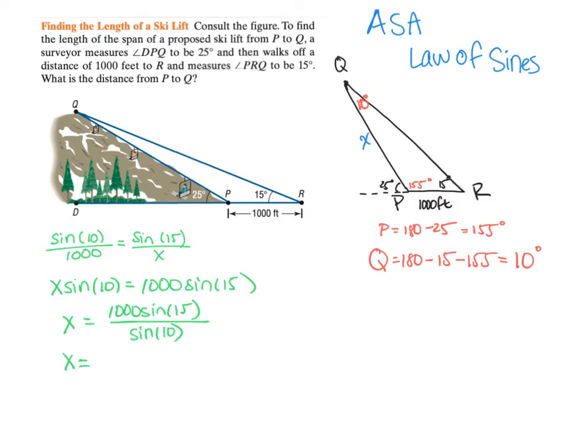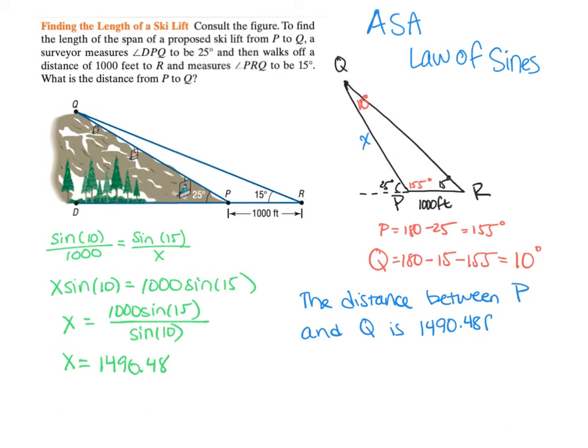When I plug that into my calculator, I'm going to get 1,490. We're going to round to the second decimal place, so we'll say 0.48. So this is a story problem. I'm going to write a sentence, and that sentence is going to say the distance between P and Q is 1,490.48 feet. There you have it. Don't forget your measurements. But there we go.